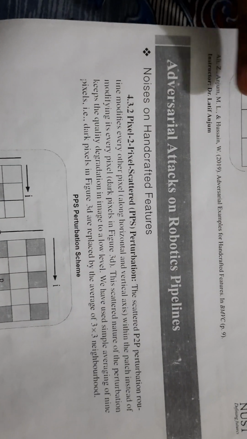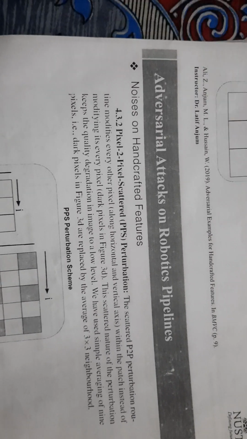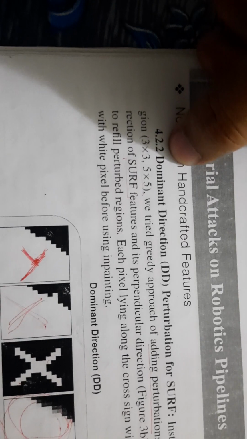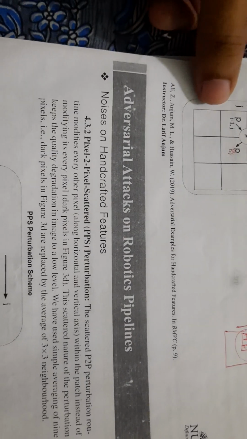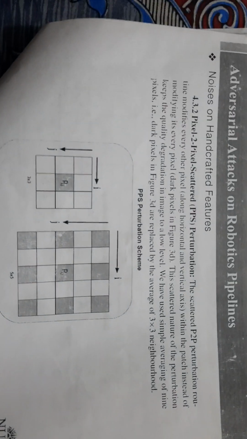Okay, so in part one of the adversarial attacks on robotics pipeline, we discussed P2P perturbation and pixel to pixel scattered perturbation, and similarly, average scared mask perturbation and dominant direction perturbation for SURF. Indeed, we were about to discuss this perturbation when the video ended. So we will start from here.